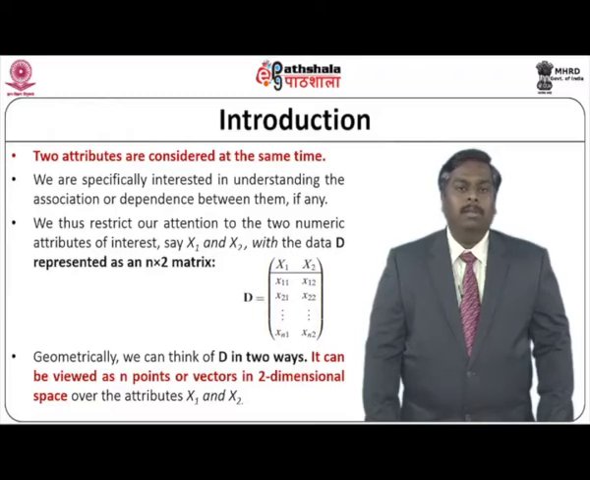Now, given data with two attributes, how can it be represented mathematically? So, data with two attributes and its corresponding values may be represented as shown in this matrix. The data D may be represented using an n by 2 matrix, where 2 indicates the number of attributes or parameters with which we are trying to analyze the data. Geometrically speaking, we can think of this data matrix D in two ways. It can be viewed either as n points or vectors in a two-dimensional space, which is associated with the two attributes x1 and x2.